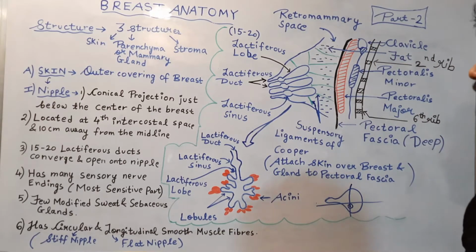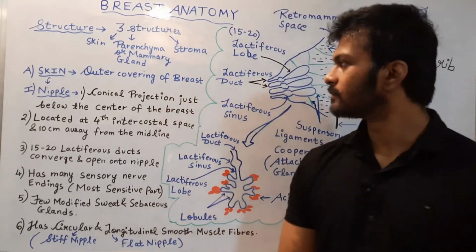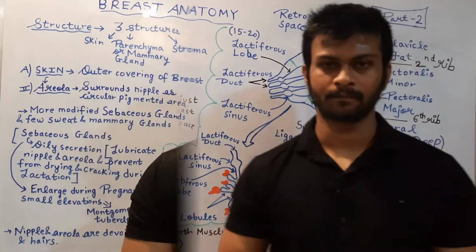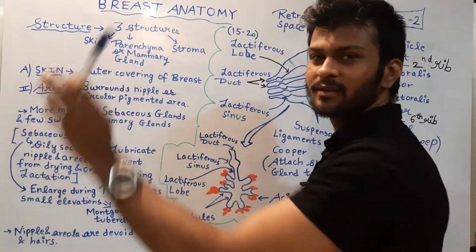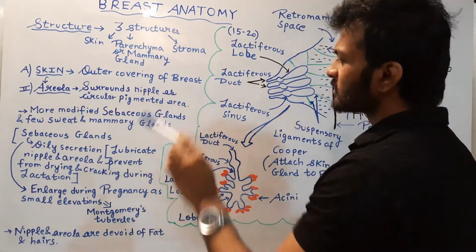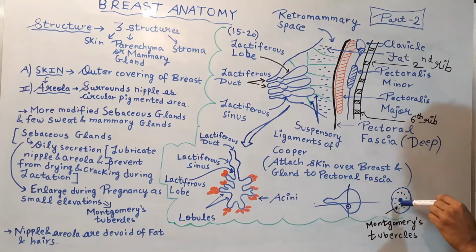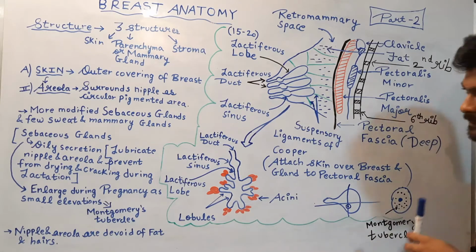The rest of the parts we will see now. Okay, that is areola. Now we will see second structure of the skin, that is areola. So areola is very simple. It is surrounding the nipple as circular pigmented area. So I have drawn nipple in the center, and surrounding the nipple I have shown areola as circular pigmented area. This will be circular pigmented area.